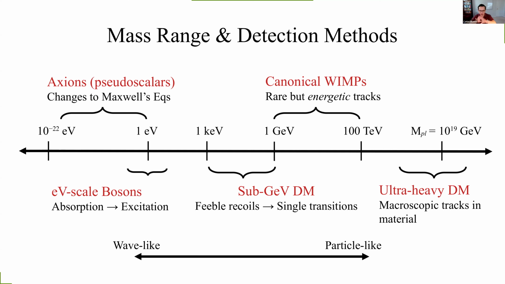And so this is a broad overview of how you go about detecting these different kinds of dark matter. And really, I want to draw contrast between the canonical WIMP space and the sub-GeV space, because while they are very similar by all accounts, the difference is that the canonical WIMPs leave rare but fairly energetic tracks, whereas sub-GeV dark matter particles have very feeble recoils that lead to just single quanta transitions. And so you need very different techniques to detect those.